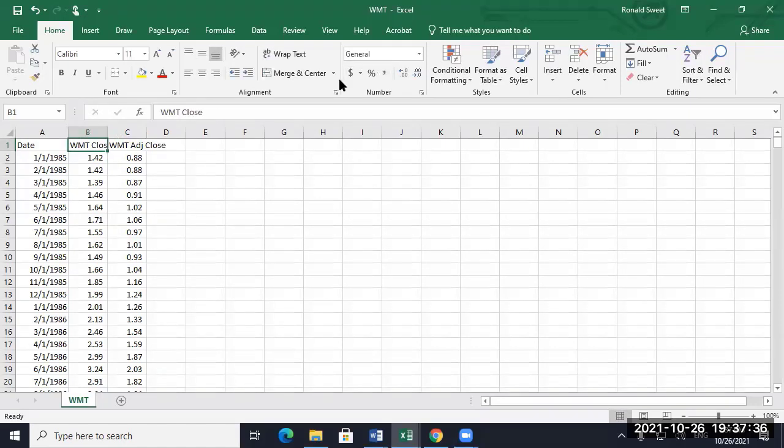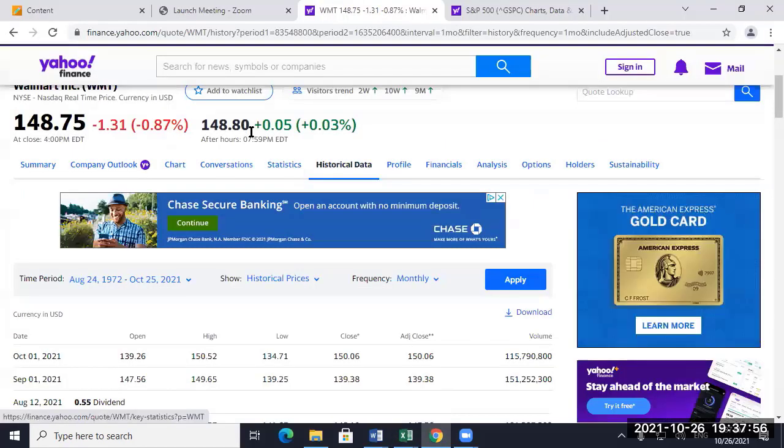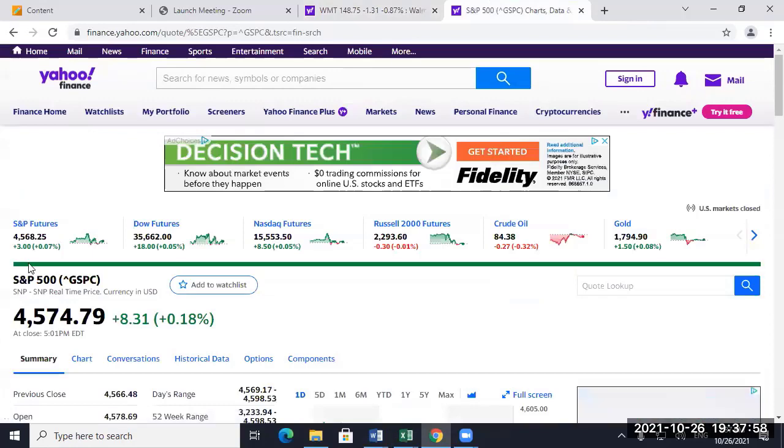All right, so we want a beta. What else do we need to get a beta? Not the risk-free rate. We're going to apply beta to the market risk premium. We can't calculate a beta just on Walmart stock, can we? We need the market. So what could be the market? S&P 500.